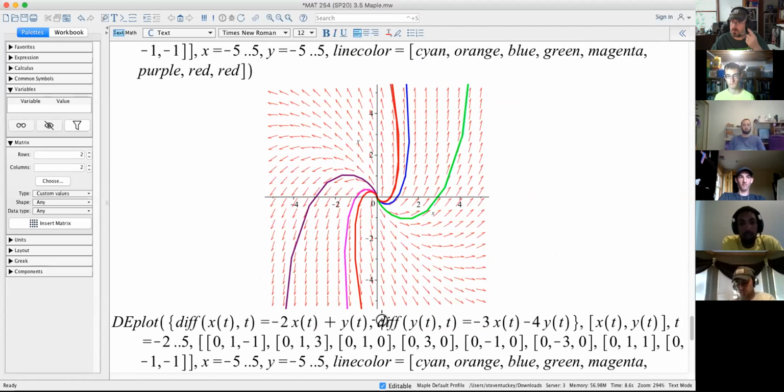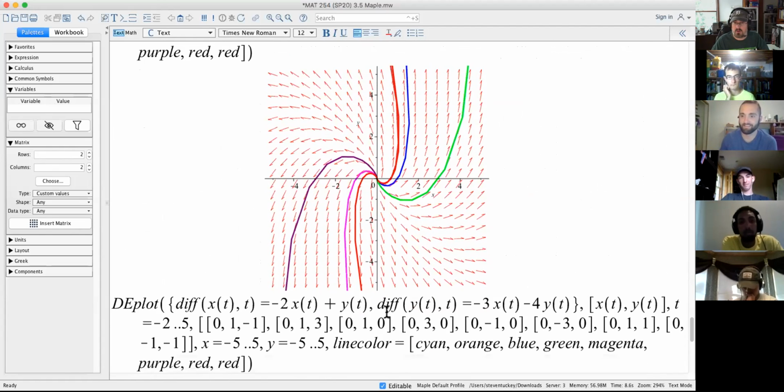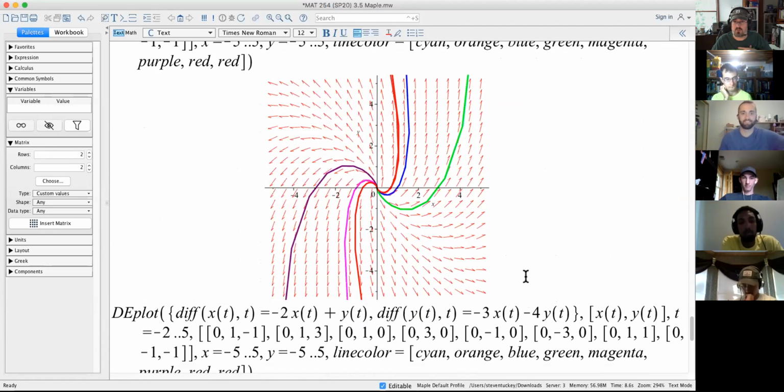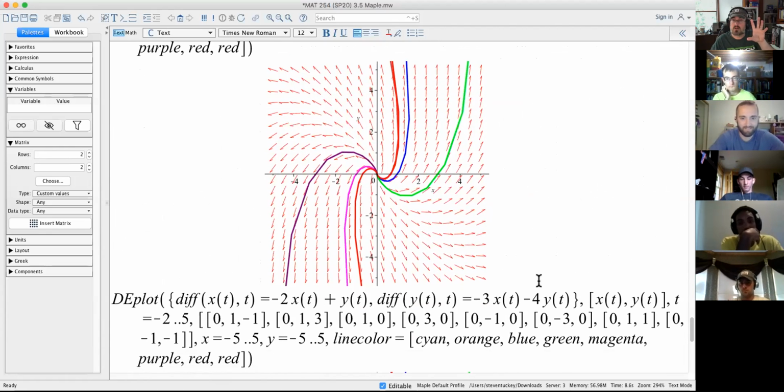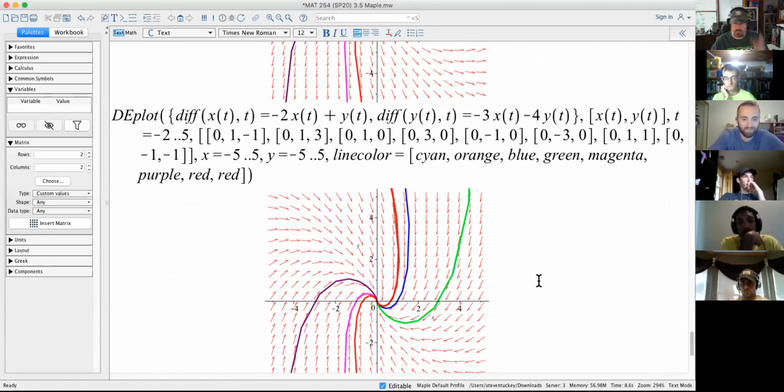So Austin, you were right on track when you said, is the origin going to be different? And you're absolutely right. The origin will switch. If it was a spiral source like this one, then when you change the sign of everything, it becomes a spiral sink.